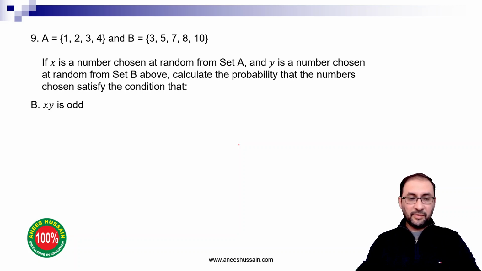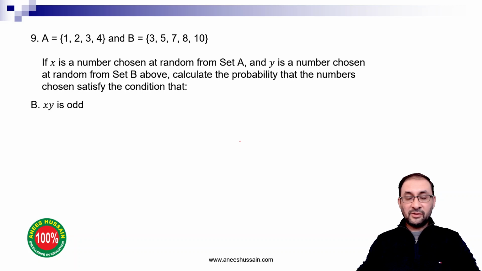Question number 9, part B. If x is a number chosen at random from set A and y is a number chosen at random from set B above, calculate the probability that the numbers chosen satisfy the condition that x into y is odd. Now, there are two ways of doing this question.